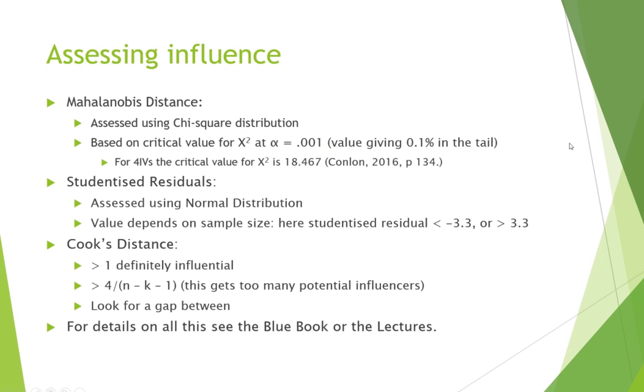So I've prepared that earlier on a slide here. Mahalanobis distance is assessed against a chi-square distribution. You're looking for critical values of chi-square that put 0.001 of the distribution in the tail, which is 0.1%. Okay, because you don't want to find a lot, you just want to find the most influential. And I looked it up in the book ahead of time for 4 IVs, which is what we've got. Critical value is 18.48467. Page 134 of the book.